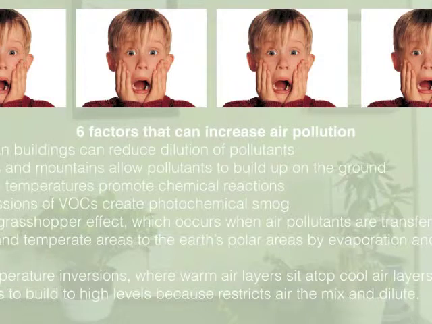Still, there are 6 factors that can increase air pollution. First, urban buildings can reduce wind speed and the dilution of pollutants. 2. Hills and mountains reduce the airflow in the valleys between them, which allows pollutants to build up on the ground. 3. High temperatures promote chemical reactions. 4. Emissions of VOCs play a large role in the formation of photochemical smog, which is a mixture of primary and secondary pollutants formed under the influence of UV radiation from the sun. 5. The grasshopper effect, which occurs when air pollutants are transferred from tropical and temperate areas to the Earth's polar areas by evaporation and winds. 6. Temperature inversions, where warm air layers sit atop cool air layers, cause pollutants to build to high levels because it restricts the air mixing and dilution.